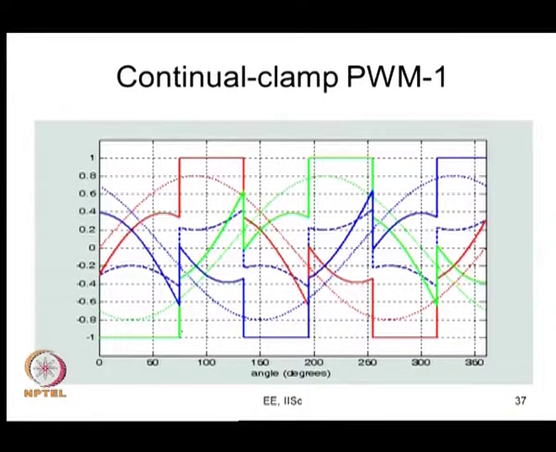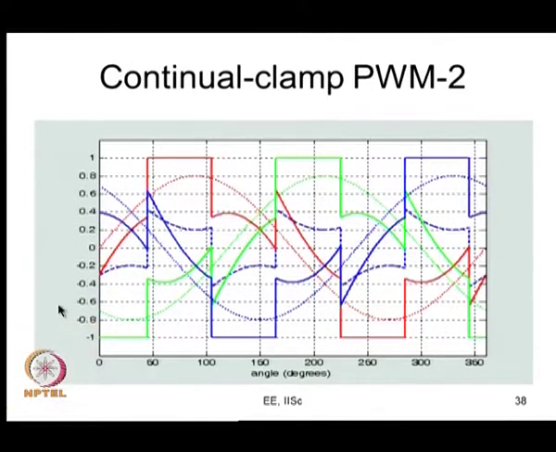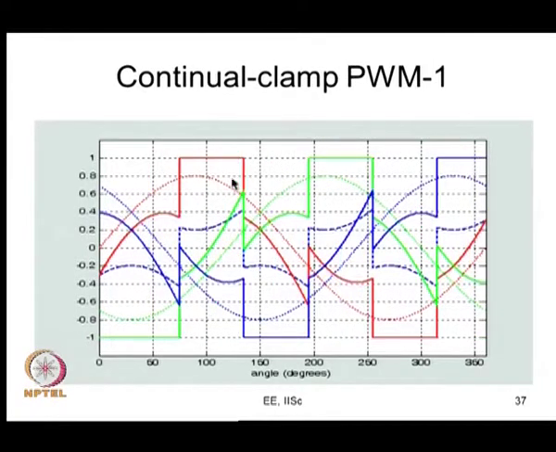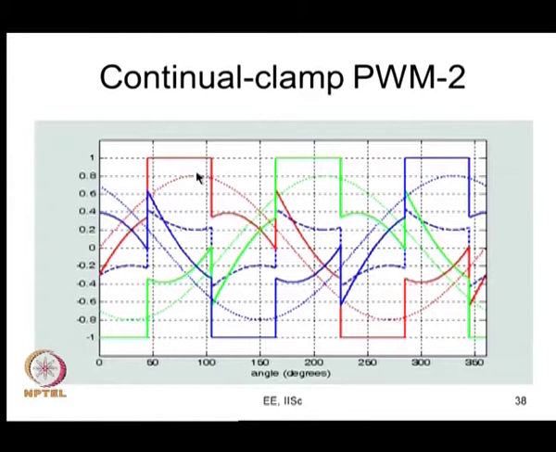This is continual clamp, where you have clamped like this continuously for 60 degree, and this is continual clamp where, you know, when we saw for switching loss, this is for the lagging power factor load, this is to reduce switching loss and leading power factor loads.